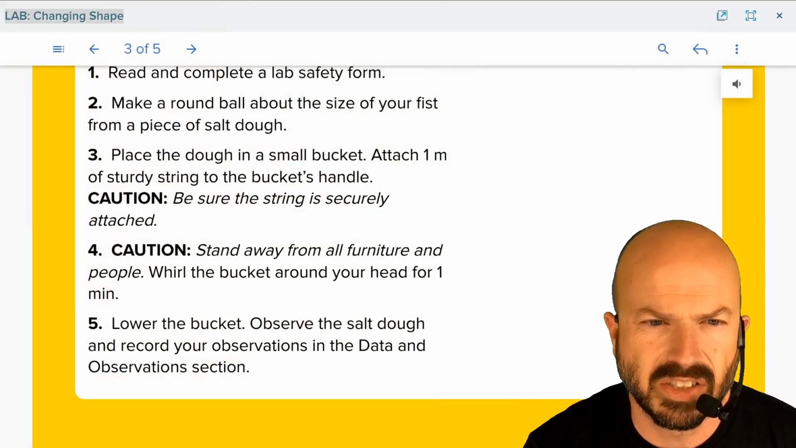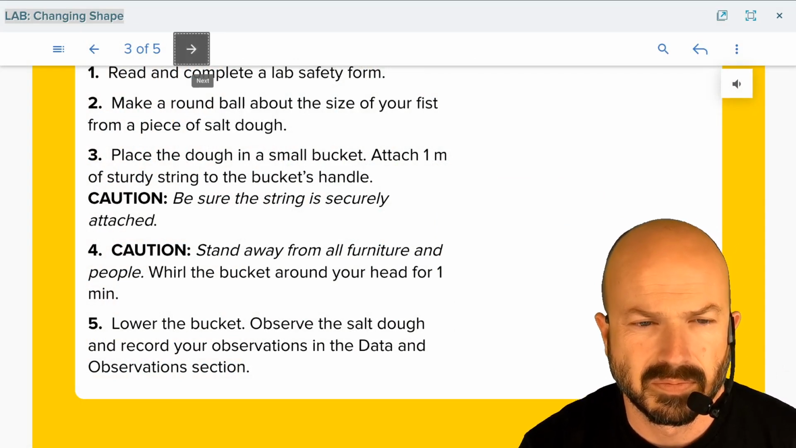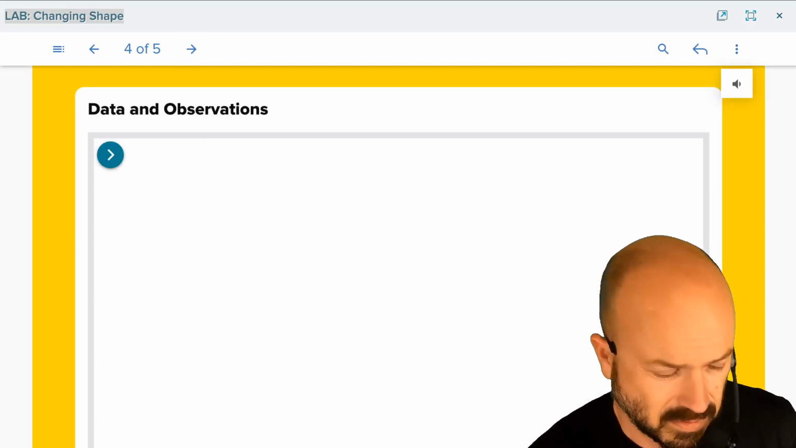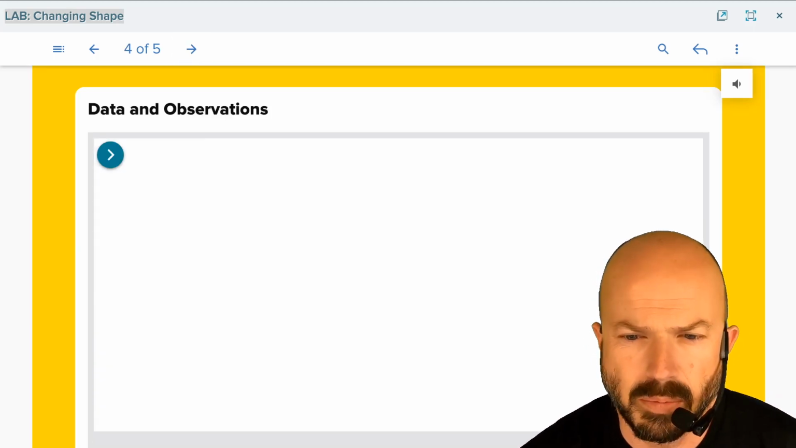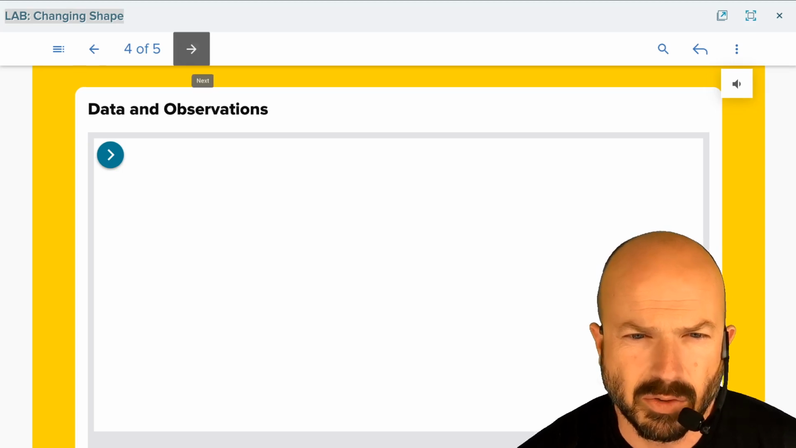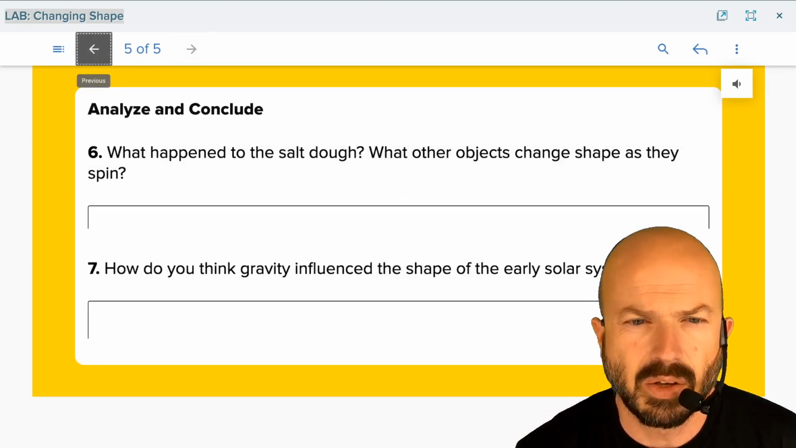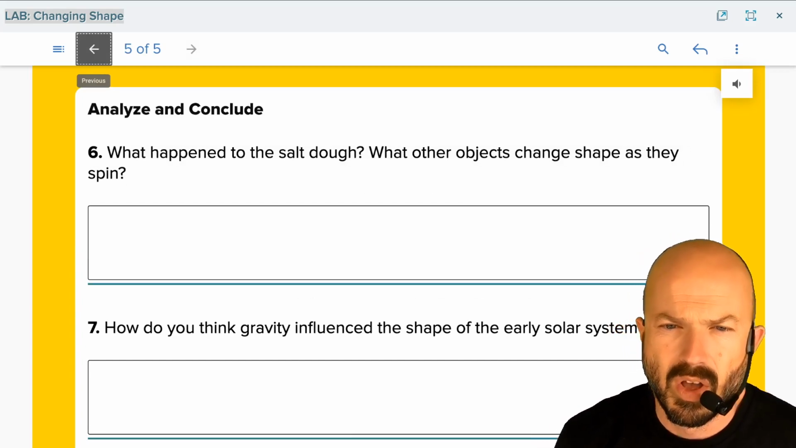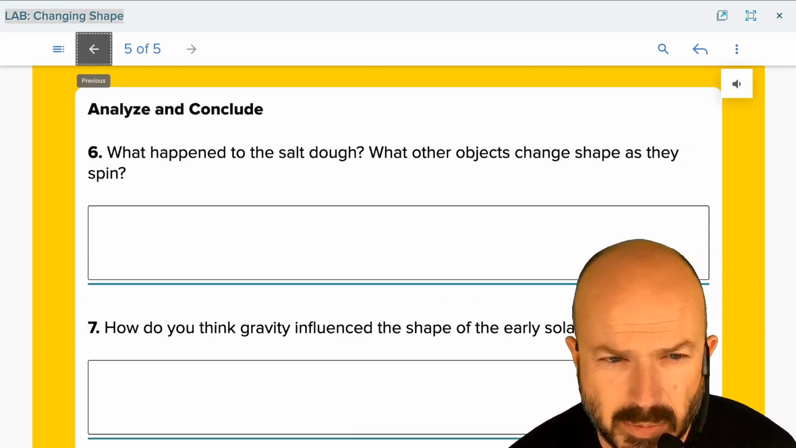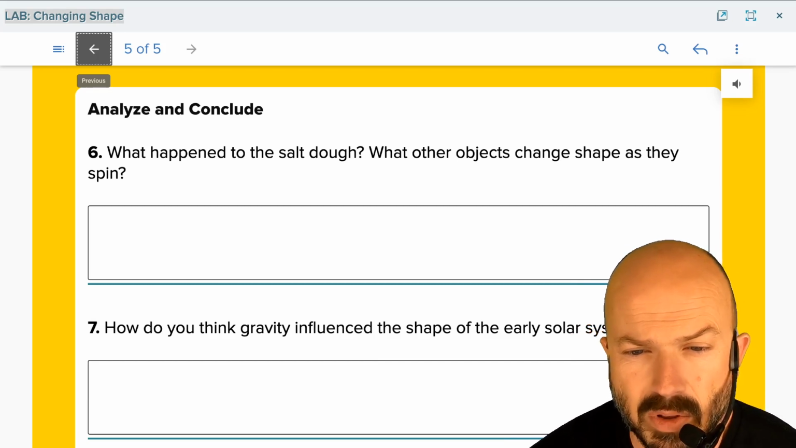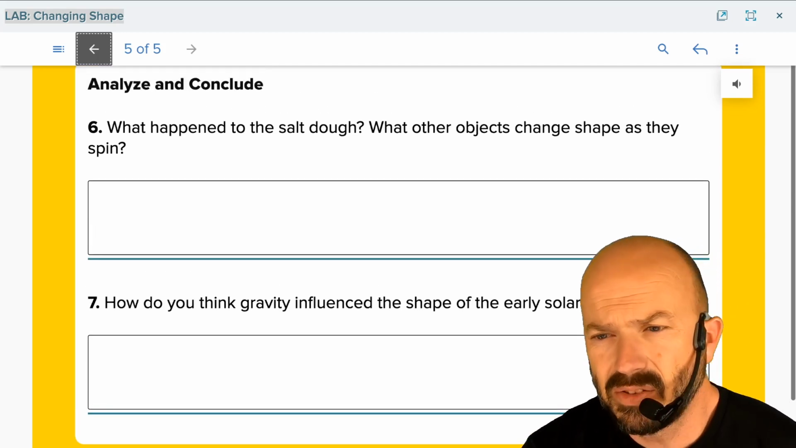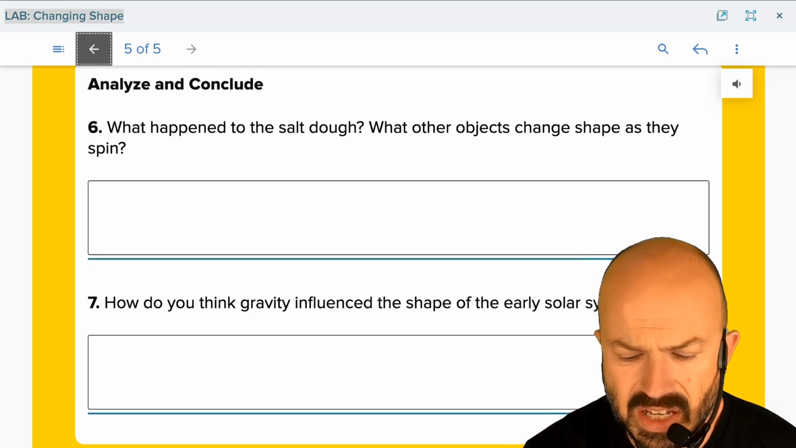Let's make some observations. So, put your observations here, and let's go answer some questions. So, what happened to the salt dough? What other objects change shape as they spin? How do you think gravity influenced the shape of the early solar system? Answer these questions, and we'll continue on.